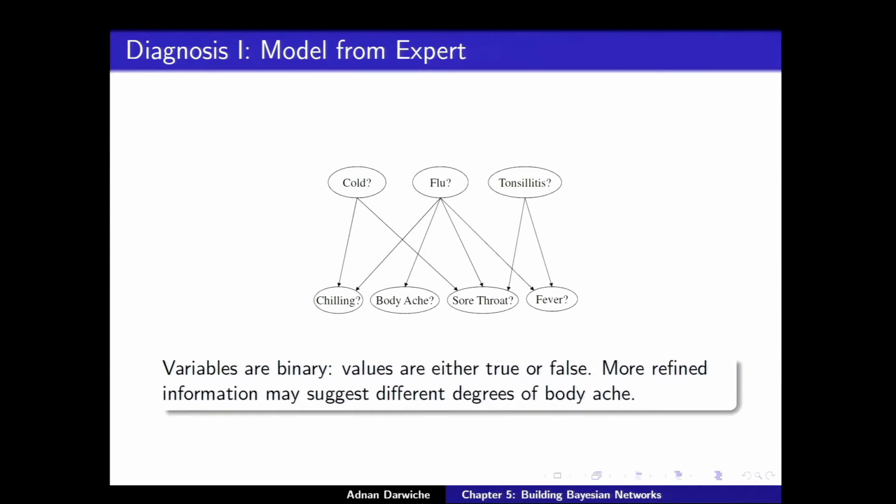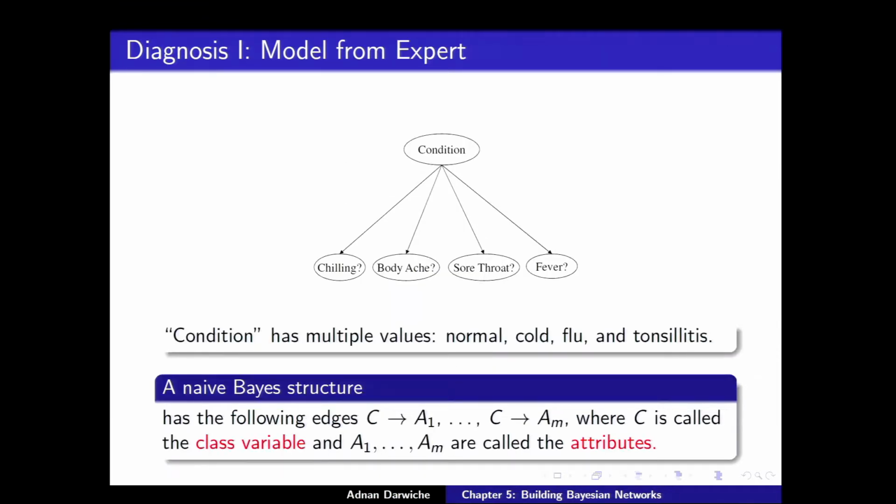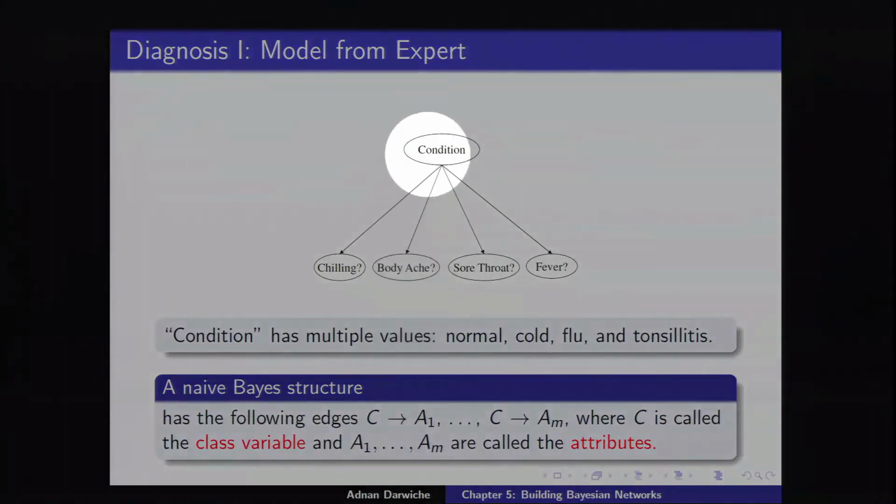And now, here's a variation on this. Someone would say, wait a minute, I want to make this simpler. So instead of having cold, flu, and tonsillitis, I'm going to lump these all in one variable. I'm going to call it condition, and it has 4 values: the 3 plus none.